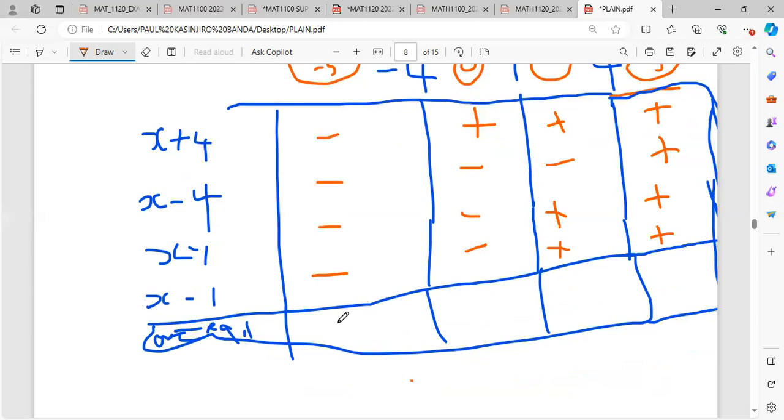Negative by negative, positive. Okay, so here it's positive. Then here positive multiplied by negative, negative. Negative by negative, positive. Positive by negative, negative. Then here positive multiplied by negative, negative. Negative by positive, negative. Negative by positive again, negative. Then here I'm going to say positive. So this is just positive.